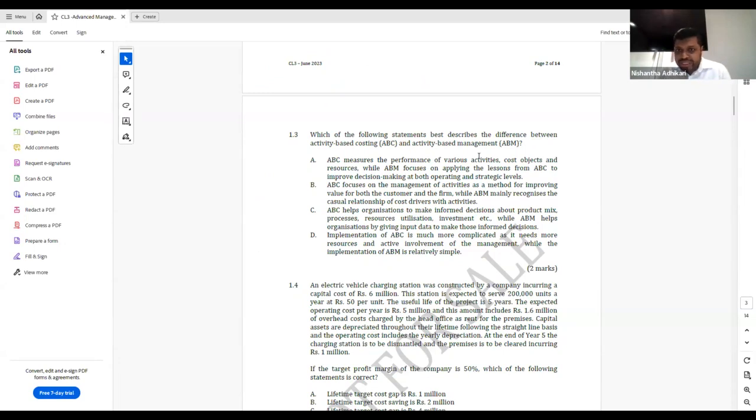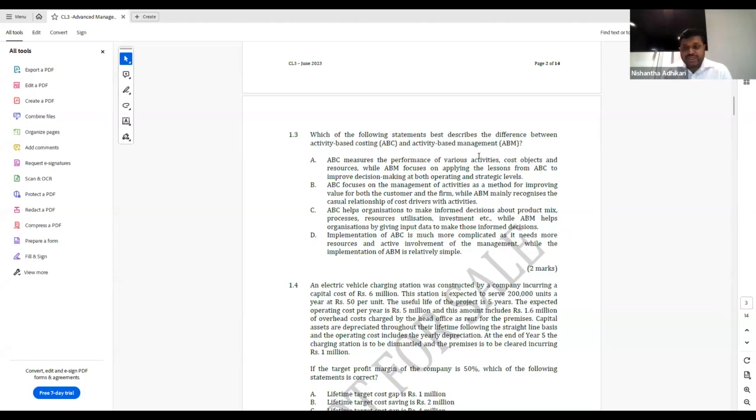Remember, in activity-based costing, we are measuring the performance of various activities, cost, and all those things. But in activity-based management, you are focusing on strategic decision-making, right? We'll see. First one, A. ABC measures the performance of various activities, cost objects, and resources, while ABM focuses on applying the lessons from ABC to improve decision-making at both operating and strategic levels. Okay. B. ABC focuses on the management of activities as a method of improving value for both customer and the firm, while ABM mainly recognizes the causal relationship of cost driver.